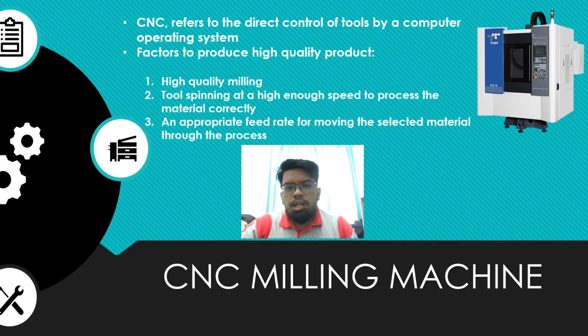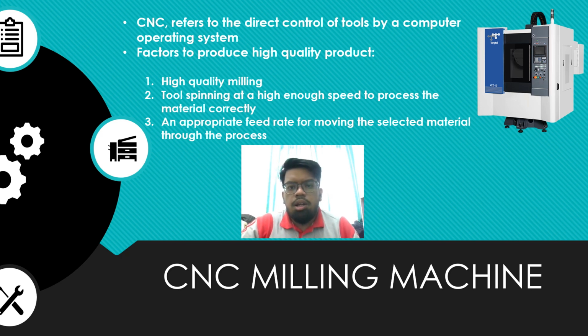The term CNC milling machines refers to the equipment used in CNC milling processes. The tools steadily remove extra material to produce a correct form and size as they rotate and travel across the workpiece surface. Three factors work together to produce successful, high-quality milling: a cutter with many teeth and the right amount of sharpness for the material, a tool spinning at a high enough speed to process the material correctly, and an appropriate feed rate for moving the selected material through the processes.